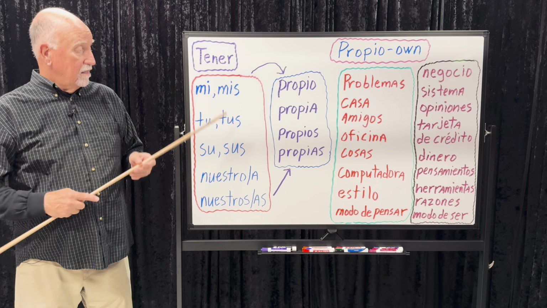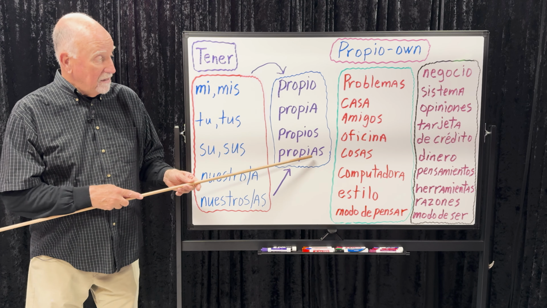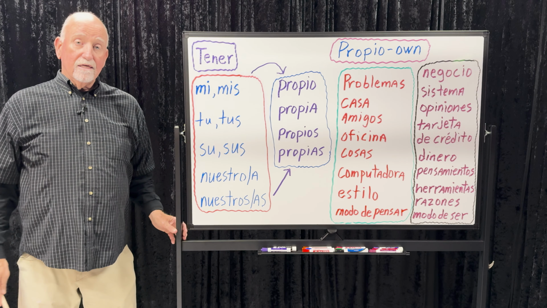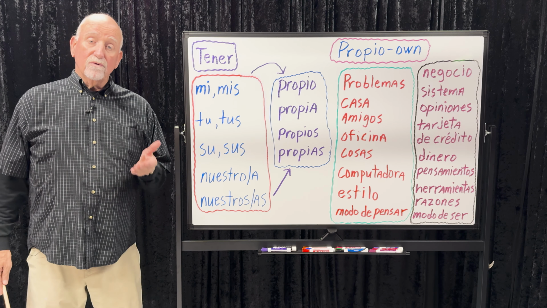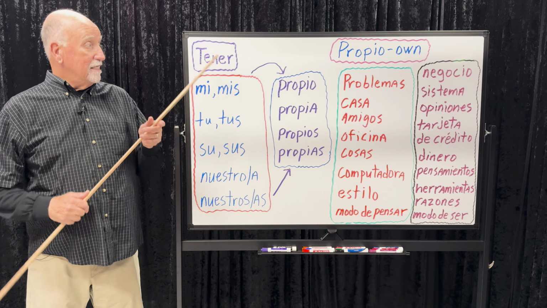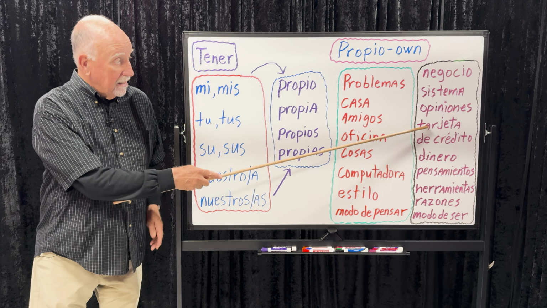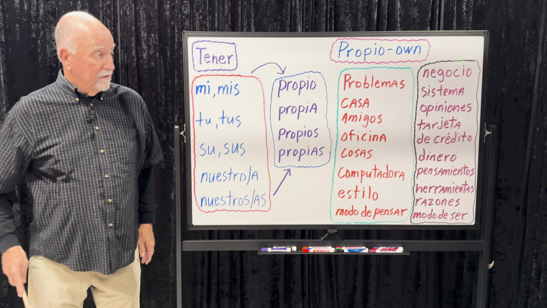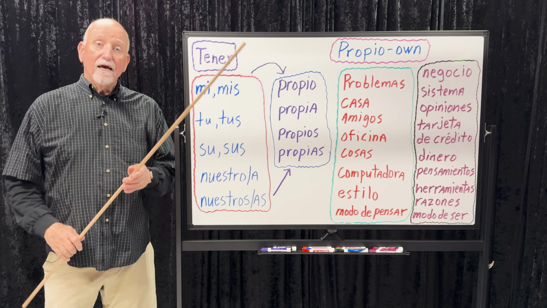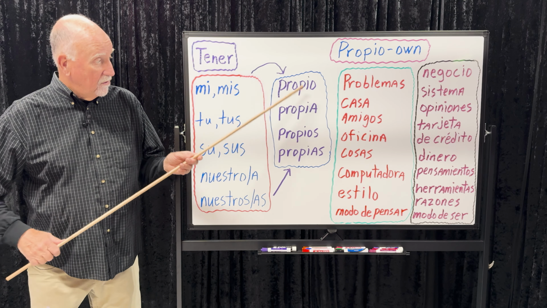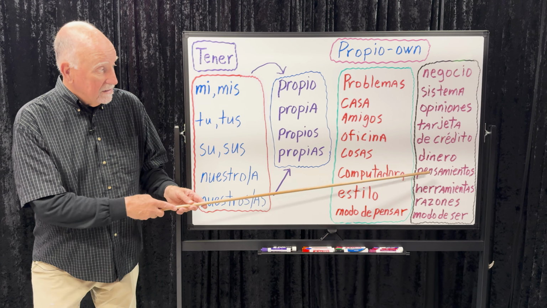Él tiene sus propias opiniones. Tarjeta de crédito. My sister has her own credit card. Mi hermana tiene su propia tarjeta de crédito. Dinero. We have our own money. Tenemos nuestro propio dinero.